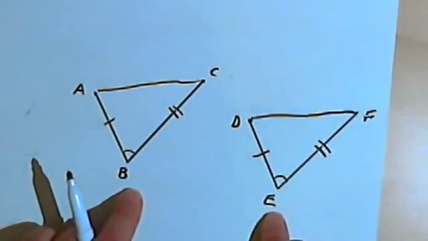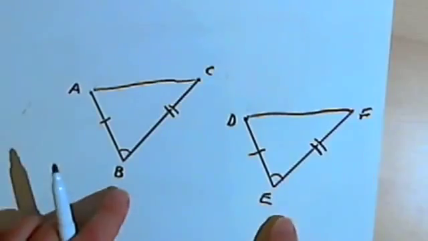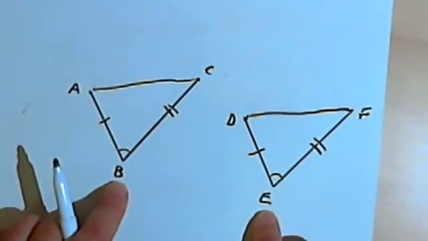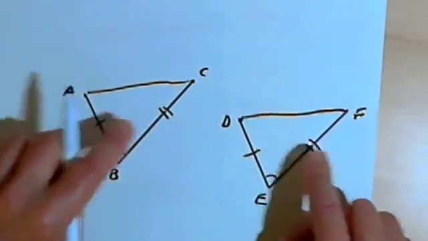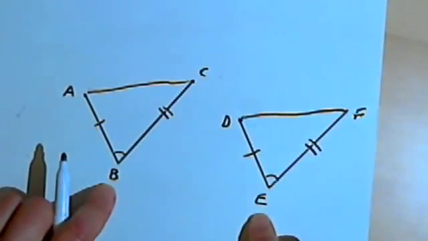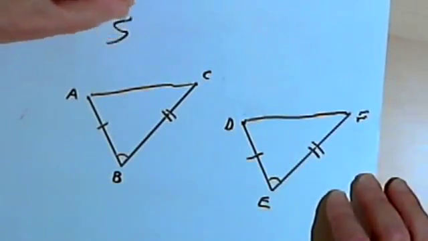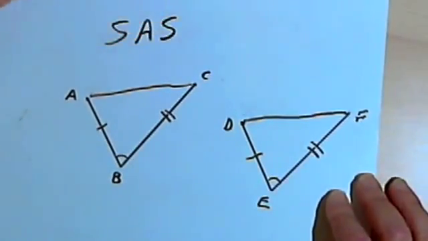Now that angle has to be between those 2 sides. So these angles are called the included angle. So if we've got 2 pairs of sides that are congruent, and the included angle is congruent, then we've got side-angle-side congruency, sometimes just called SAS congruency.